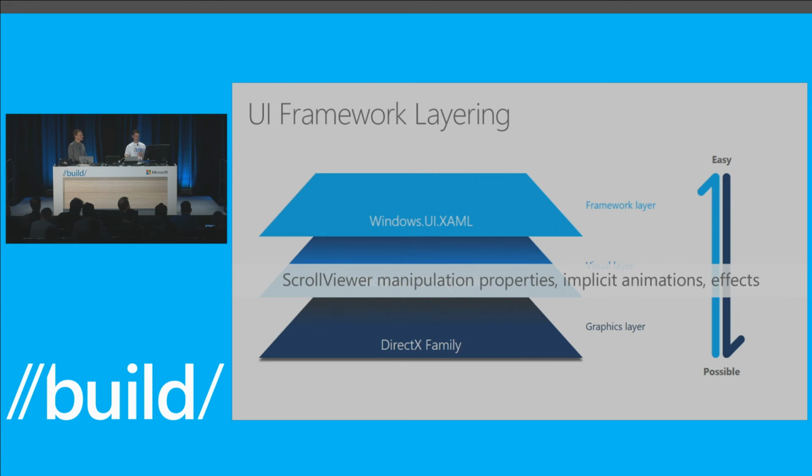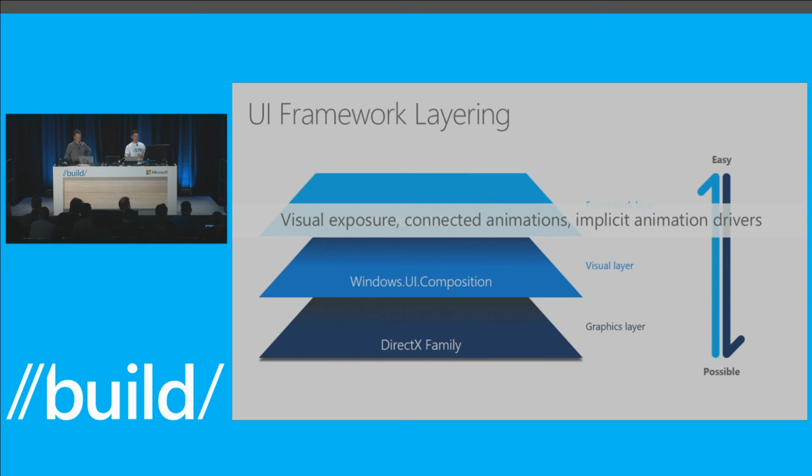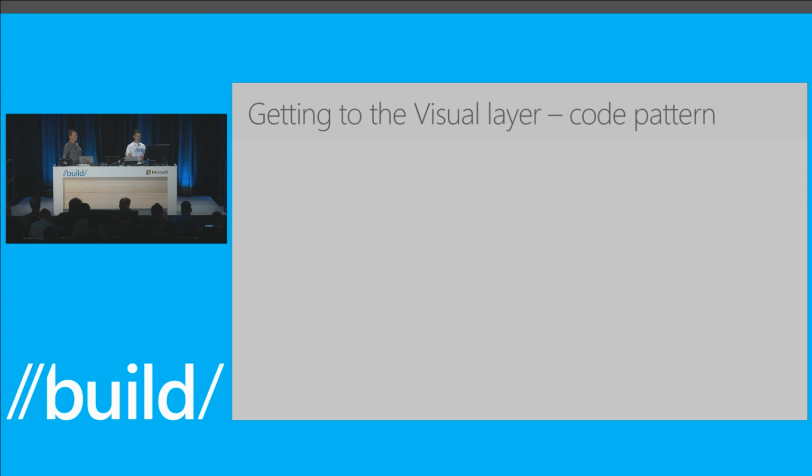To give you an idea, the things that we talked about were implicit animations and effects, and those scroll viewer properties working at the visual layer in conjunction with the XAML layer. The visual exposure and the drivers for the implicit animation as far as just changing the properties within your XAML properties, and then that connected animation, that context that allows you to go back.